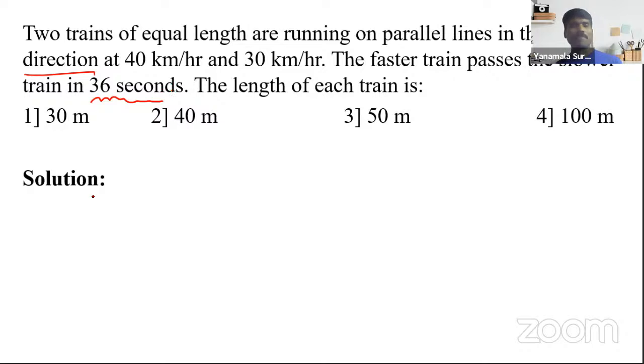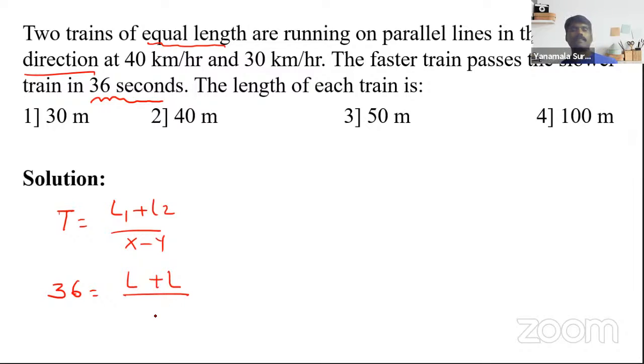Let me write the formula. We already know that T equals (L1 plus L2) divided by (X minus Y). Isn't it? Now, what is the value of T they have given? 36, and the trains are of equal length, right? So I'll just assume L plus L, where the length of each train is L meters, divided by X minus Y. I mean to say that the first one is 40, the second one is 30. But conversion is required, no? So 5 divided by 18.